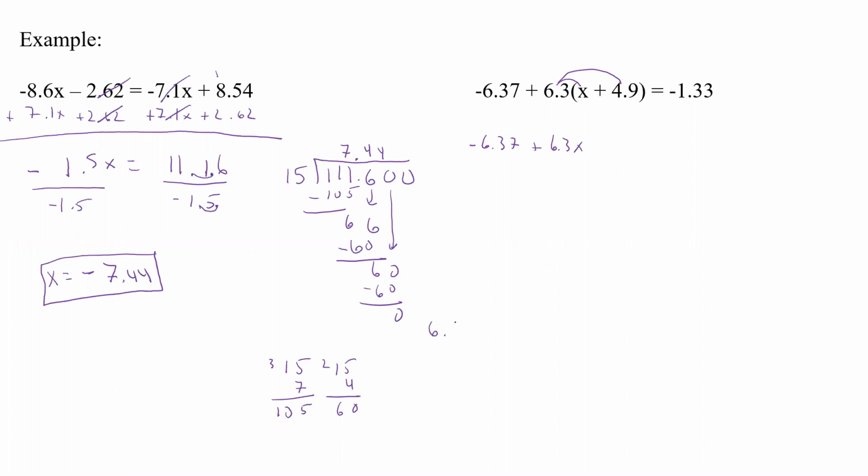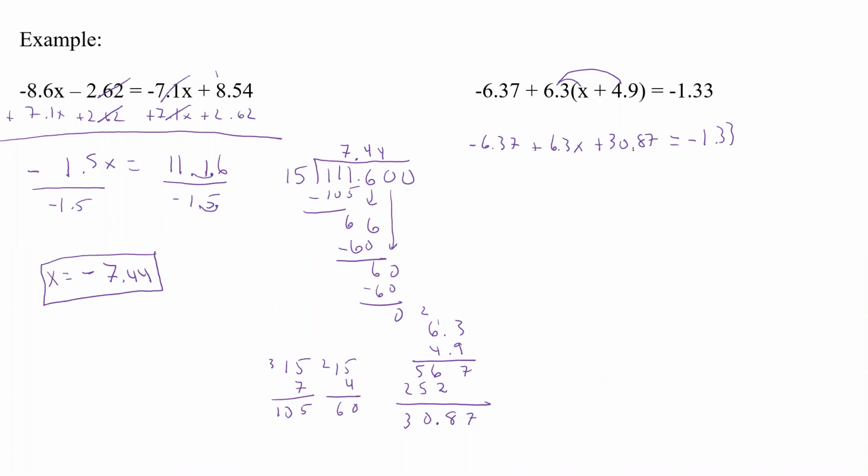So 6.3 times 4.9. 9 times 3 is 27. 6 times 9 is 54, 55, 56. 4 times 3 is 12. 4 times 6 is 24, plus 1 is 25. Add those together. That's 7, 8, 10, 3. And we moved it 1, 2 decimal places. So that's going to be plus 30.87. And that's still all equal to a negative 1.33.